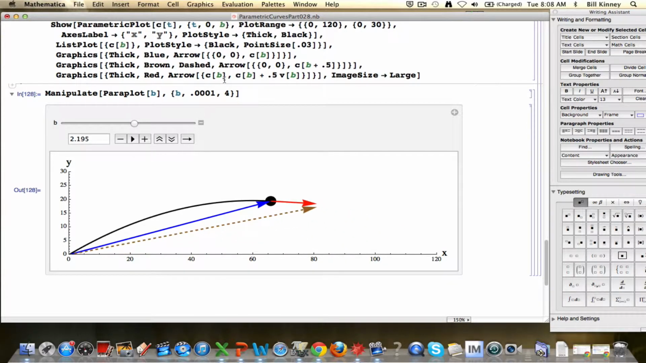What if I change the time interval? Instead of 0.5 seconds into the future, I look at 0.25 seconds into the future. Now the brown arrow is closer to the blue arrow.